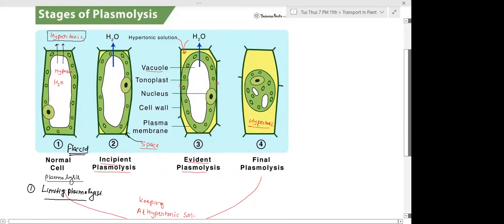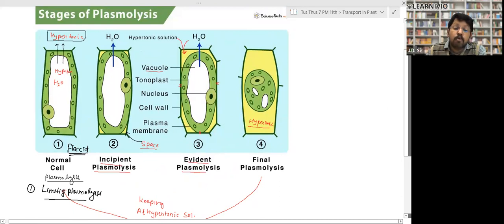So when we put the cell in a more hypertonic or more concentrated solution, what will happen? More water will come out from this central vacuole. So more water will come out from the central vacuole, and the protoplasm will start leaving spaces at the corner, right? This is called the second stage, that is incipient plasmolysis.